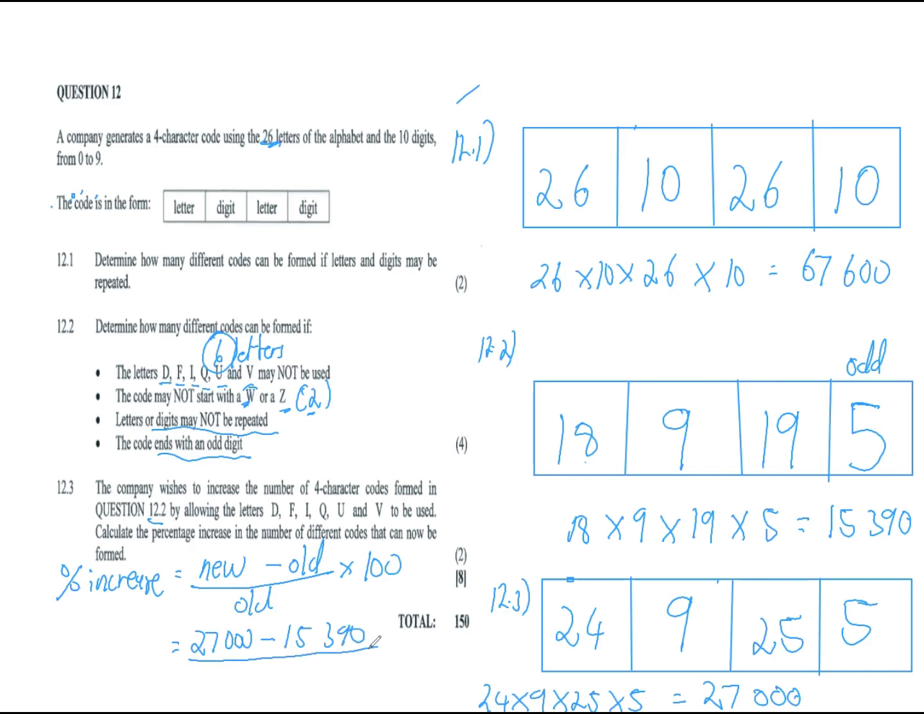And then over the what? The 15,390 multiplied by 100, right? And then when you punch all of that into your calculator, as a percentage, you will get what? 75.44% rounded off to 2 decimal places, right? And that's how you were supposed to calculate that. Awesome. Okay, so pretty interesting question right there. Pretty interesting question. That's how you could have bagged yourself the 8 marks there.